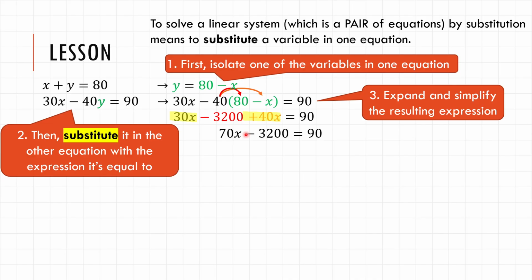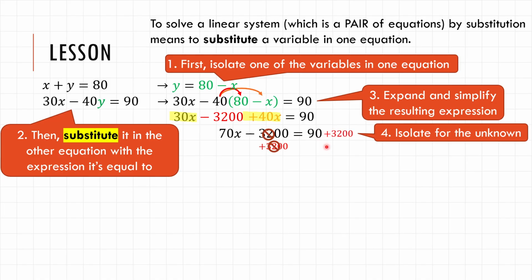Just like in our previous example, we saw that whenever we have an equation with only one type of variable, we can always just isolate that variable to solve it. So let's isolate for x here by adding 3,200 to both sides and then dividing both sides by 70. That tells us that x is 47.